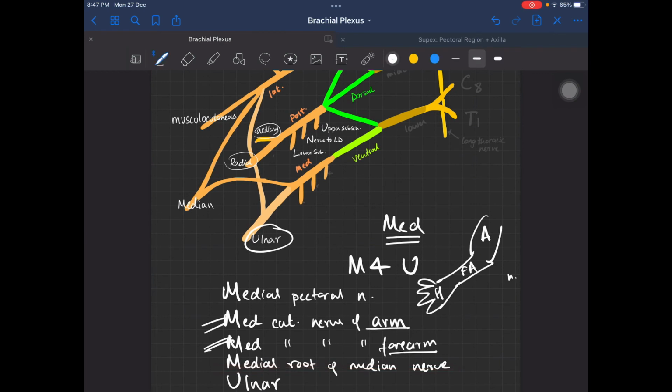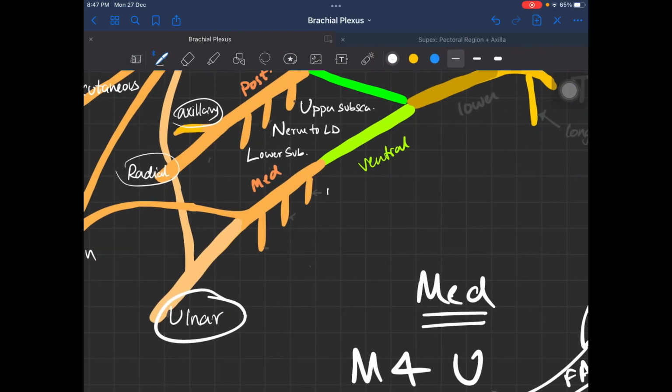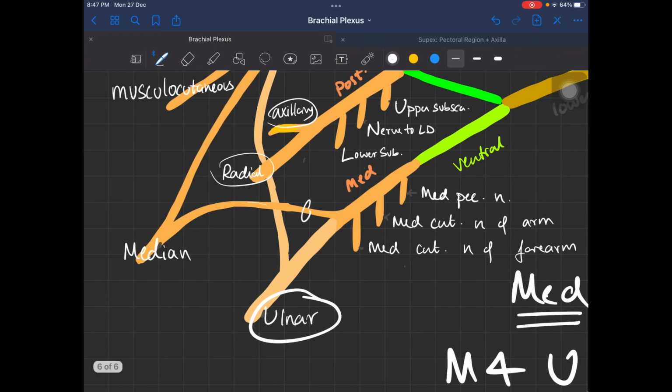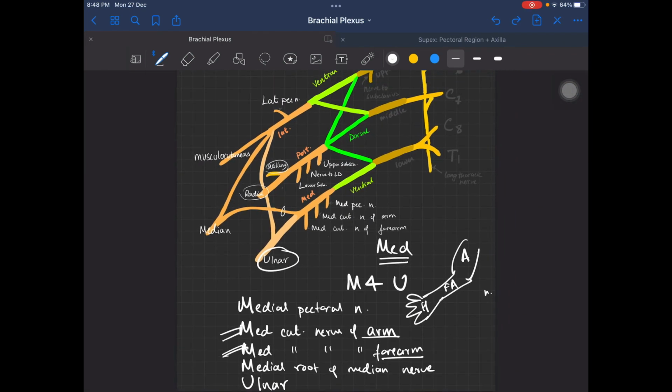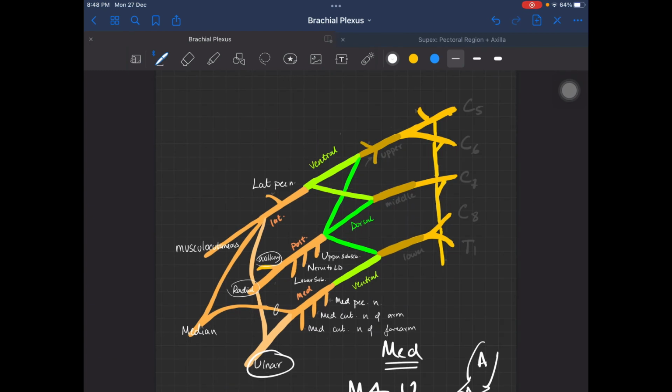So let's draw this out in a schematic diagram. First one is medial pectoral nerve. Medial cutaneous nerve of arm comes first. Then we have medial cutaneous nerve of forearm. And then of course this is the medial root of median nerve. And lastly, U stands for ulnar. We are almost done with the brachial plexus.